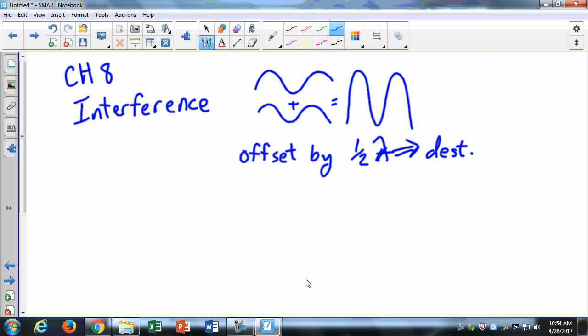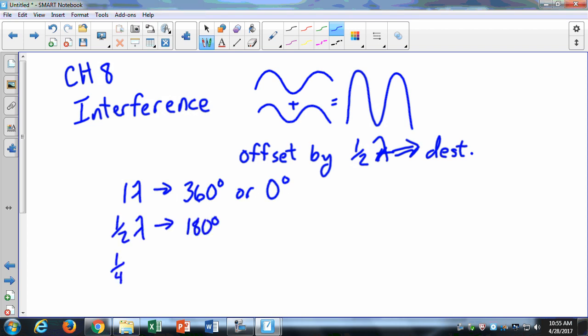The mountain problem, or we saw it with the speakers as well in chapter 9. So know how to do those interference problems. Know too the angles: if I'm offset by one wavelength, then that's like 360 degrees or 0 degrees. If I'm offset by a half wavelength, that's offset by 180 degrees. And if I'm offset by a quarter wavelength, that's 90 degrees.